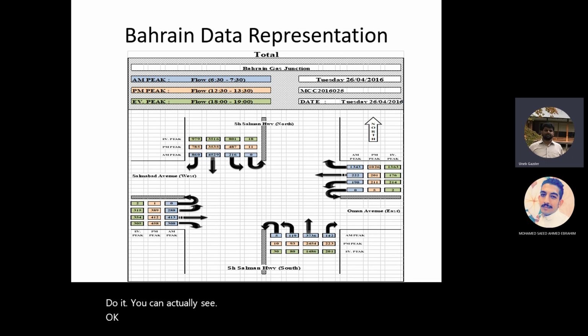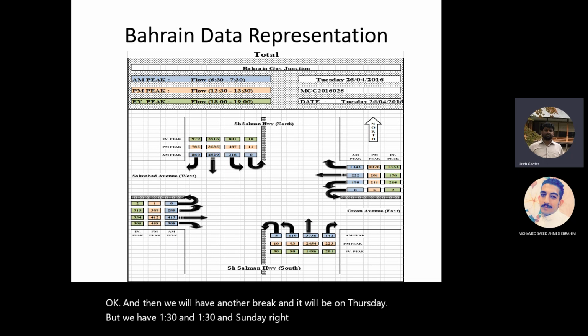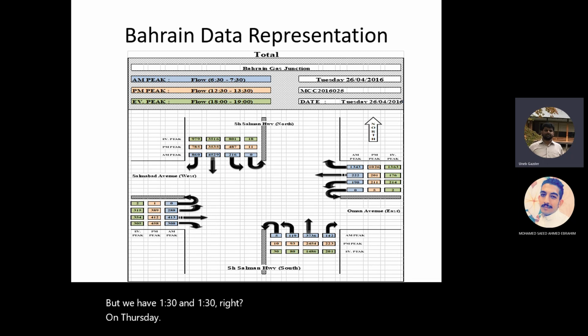So we'll meet on Thursday, right? And then we'll meet on Sunday, and then we'll have another break, and we'll meet on Tuesday. And then another break, and then we'll meet on Thursday again. But when's the quiz? 30th is Sunday, right? So we'll meet on Thursday, and then next Tuesday, after the quiz, 2nd of May.